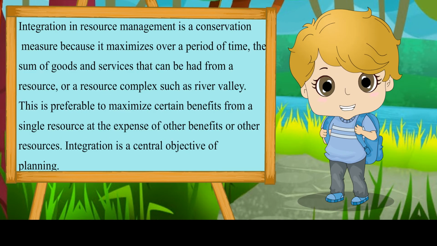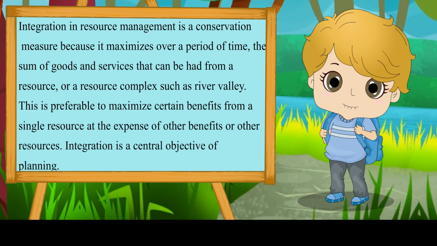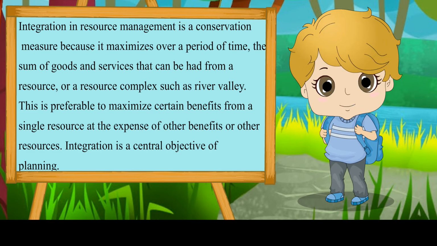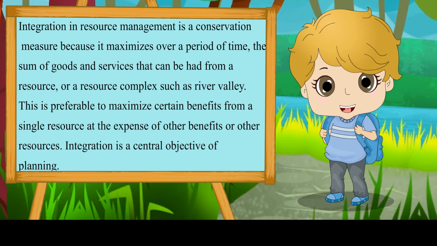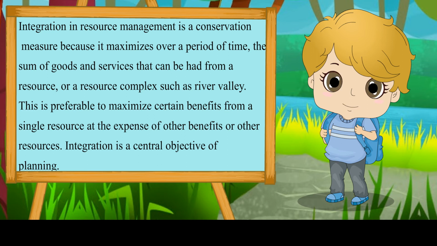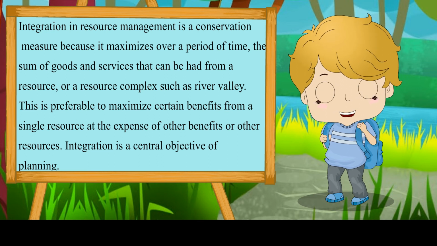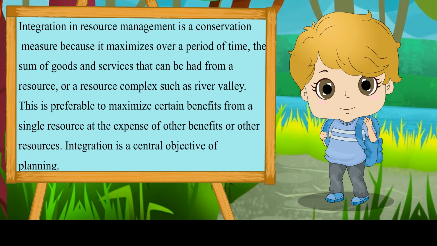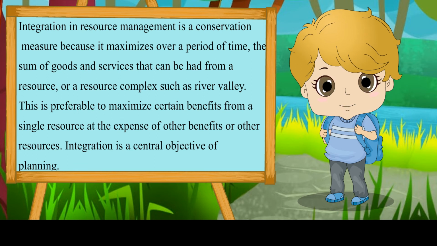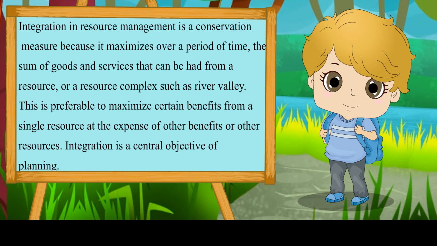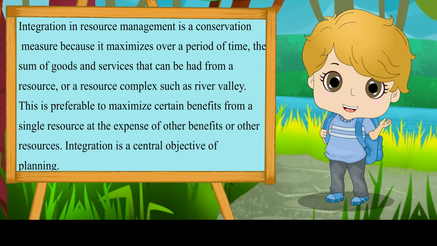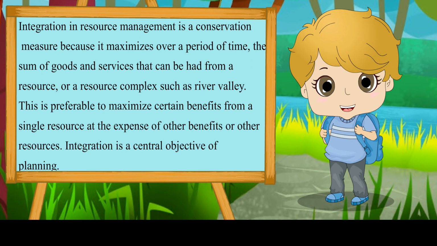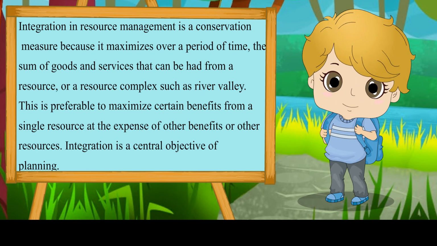Integration in resource management is a conservation measure because it maximizes, over a period of time, the sum of goods and services that can be had from a resource or a resource complex such as a river valley. This is preferable to maximizing certain benefits from a single resource at the expense of other benefits or other resources. Integration is a central objective of planning.